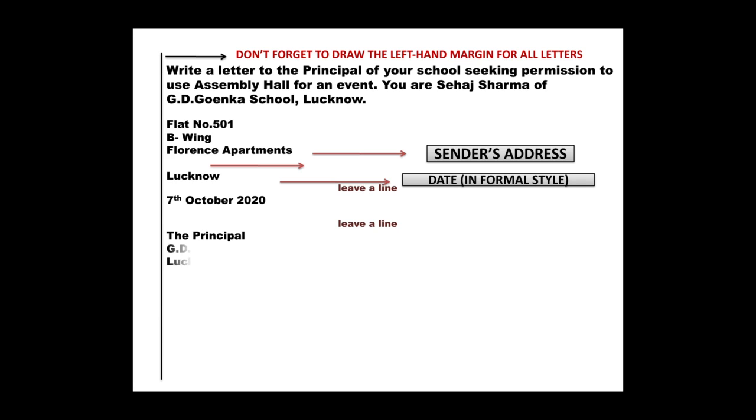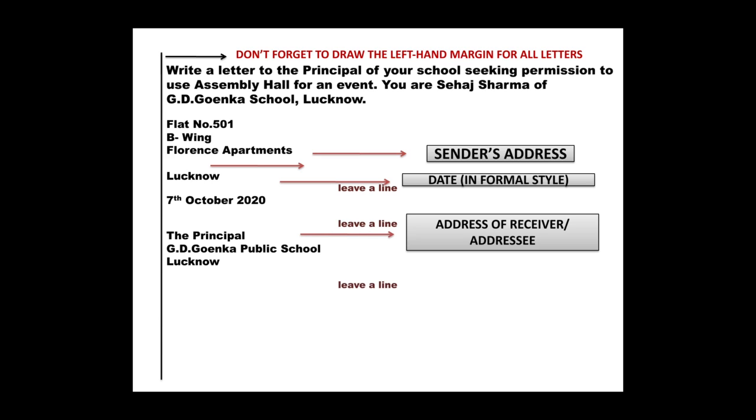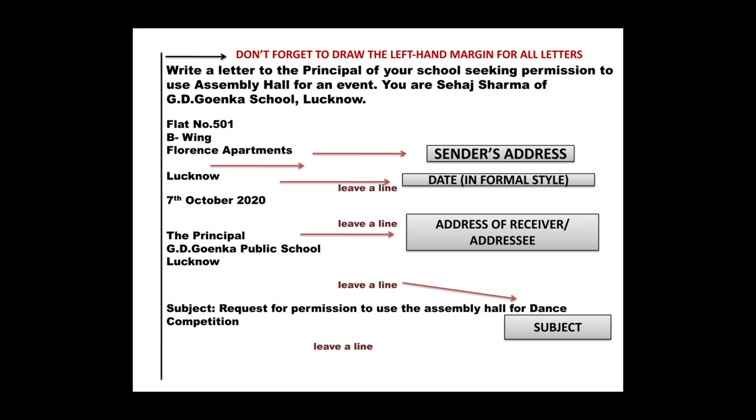Then you write the principal, GD Goenka Public School, Lucknow, that is the address of the receiver or the addressee. Again, after leaving a line, you write the subject, that is request for permission to use the assembly hall for dance competition. After leaving a line, you write the salutation, that is sir, and please keep in mind no dear to be used before sir or madam.